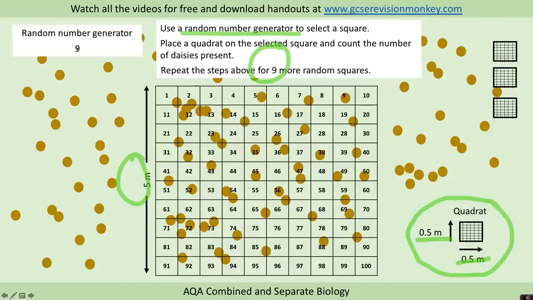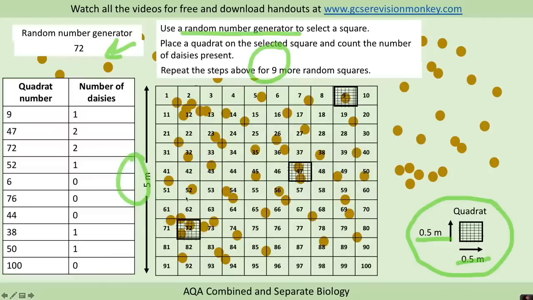So let's say our random number generator picked us out the number 9. What we do is we take our quadrat and we place that on square 9 and we count the number of daisies present. We would then repeat that for another square. For example, if our random number generator there picked us up 47, we'd place our quadrat on 47, count the number of daisies present, and again, for example, 72, again counting the number of daisies present. Now we'd repeat that for around 10 squares, so we've got different quadrats here, and we've counted the number of daisies present in the squares.